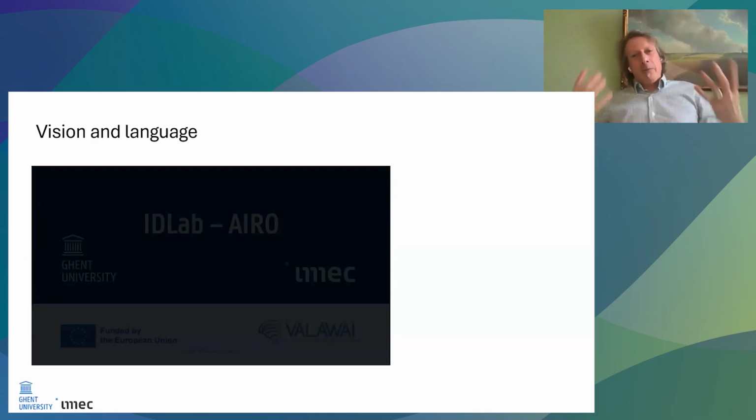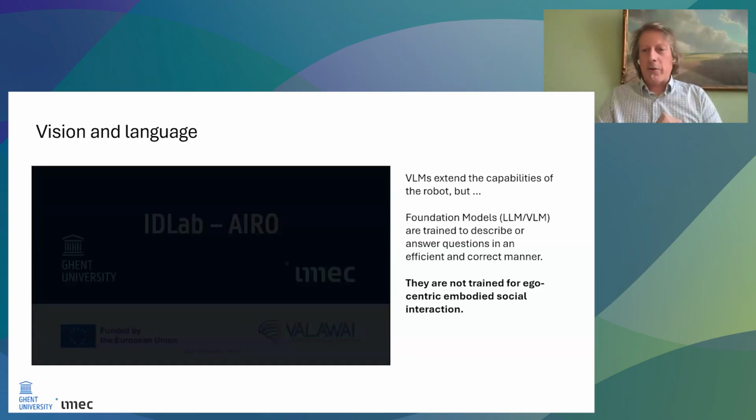Now, VLMs extend the capabilities of robots, but we're not there yet. They're not optimized or trained for egocentric embodied social interaction, and so we really need to twist the VLM's arm to understand that it's embodied in a robot, that it's looking through the cameras sitting in the robot, and that it needs to respond in that way. But we're getting there. Really exciting times.